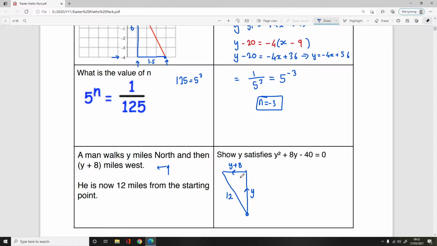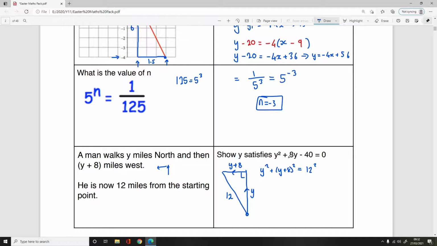What have we got here? We've got a right-angled triangle. What can we do with right-angled triangles? We can use Pythagoras. So, side squared plus side squared equals hypotenuse squared.